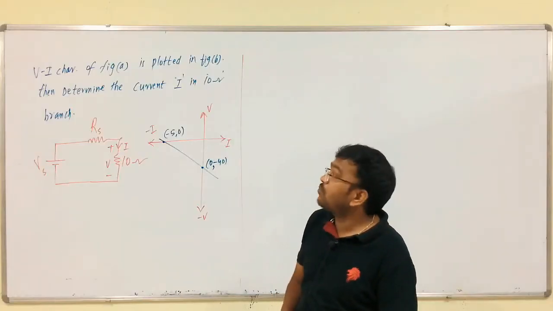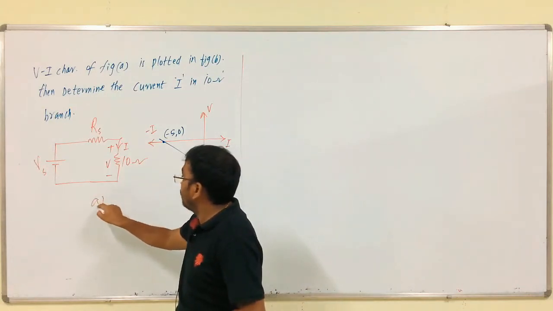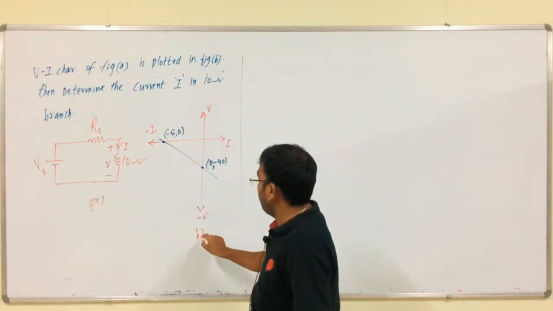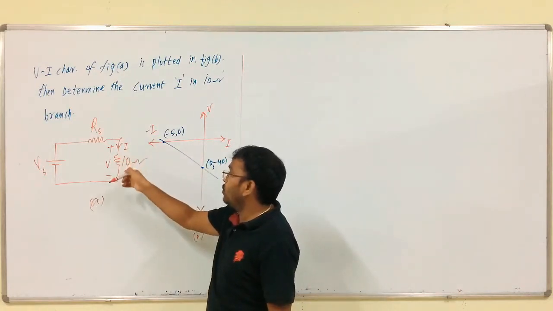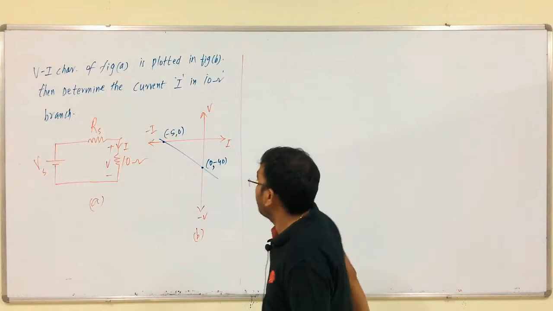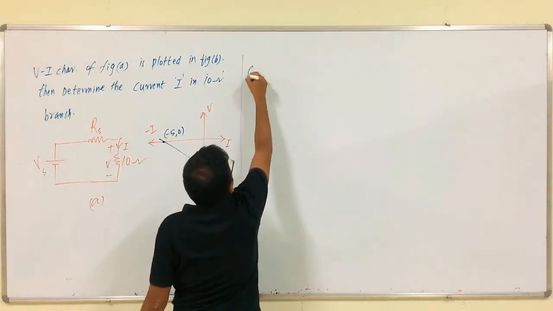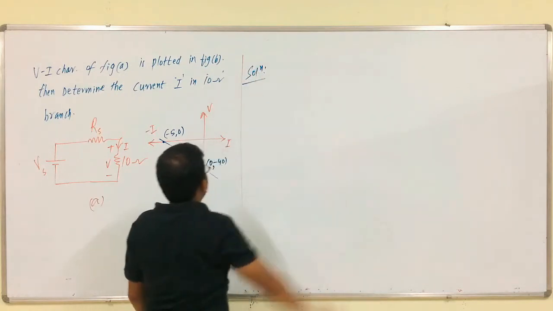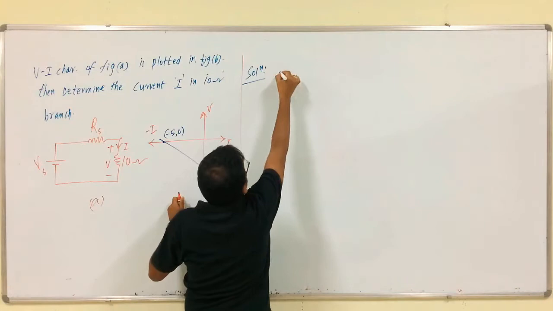Now, we have to discuss this problem. VI characteristics of figure A is given in figure B. Okay. From this, we have to calculate the current through this 10 ohm branch, that is it. So, we all know that. So, based upon the first problem, we have to solve this problem. So, first you have to consider this 0, 4.